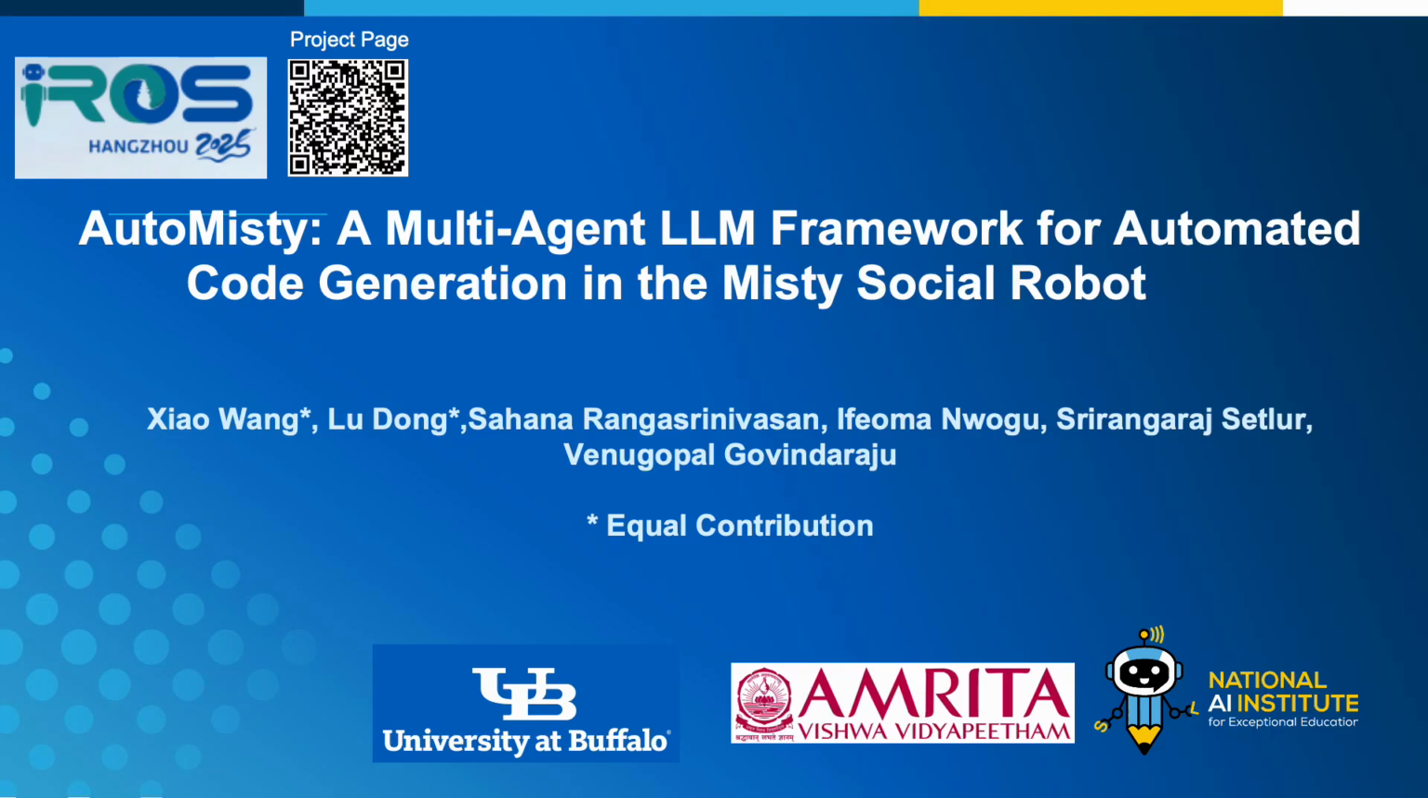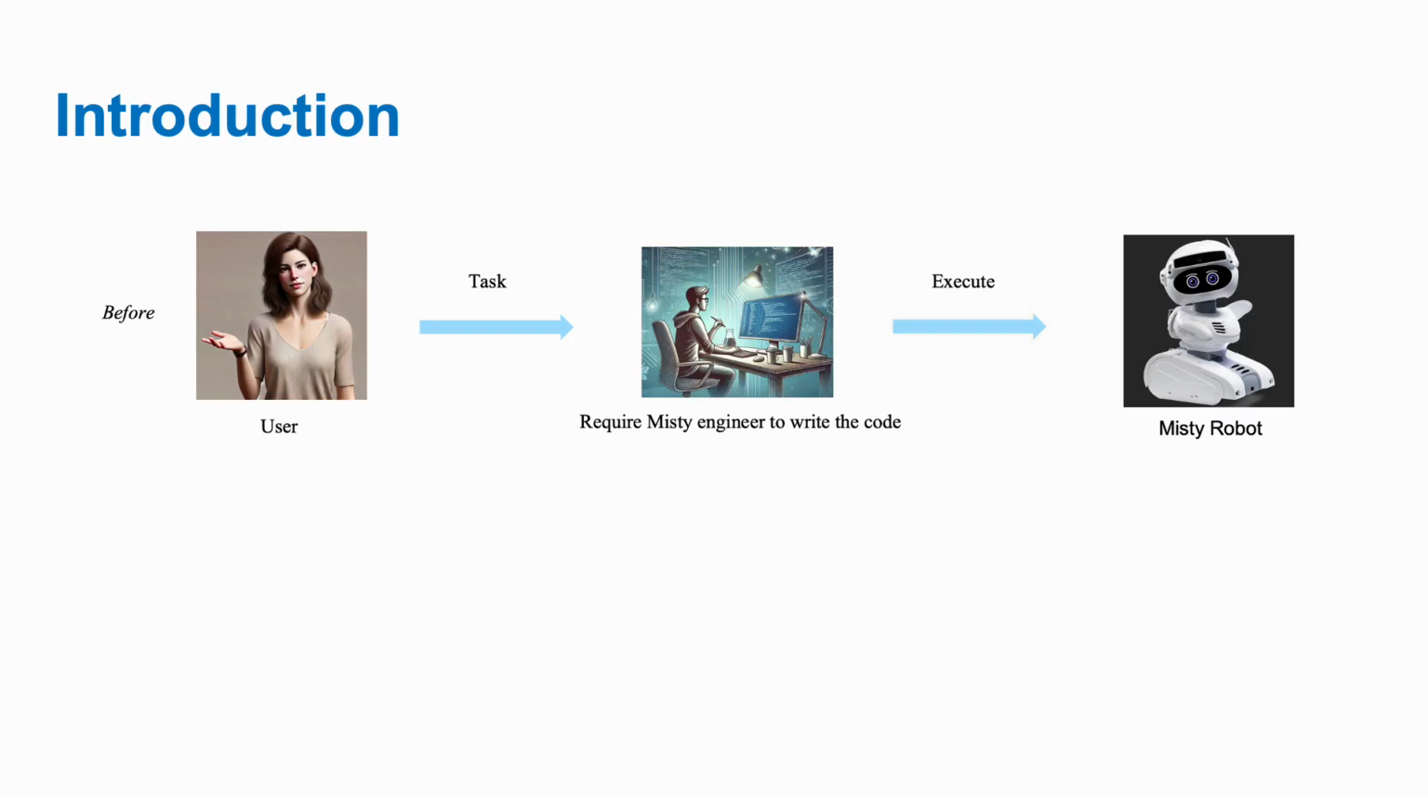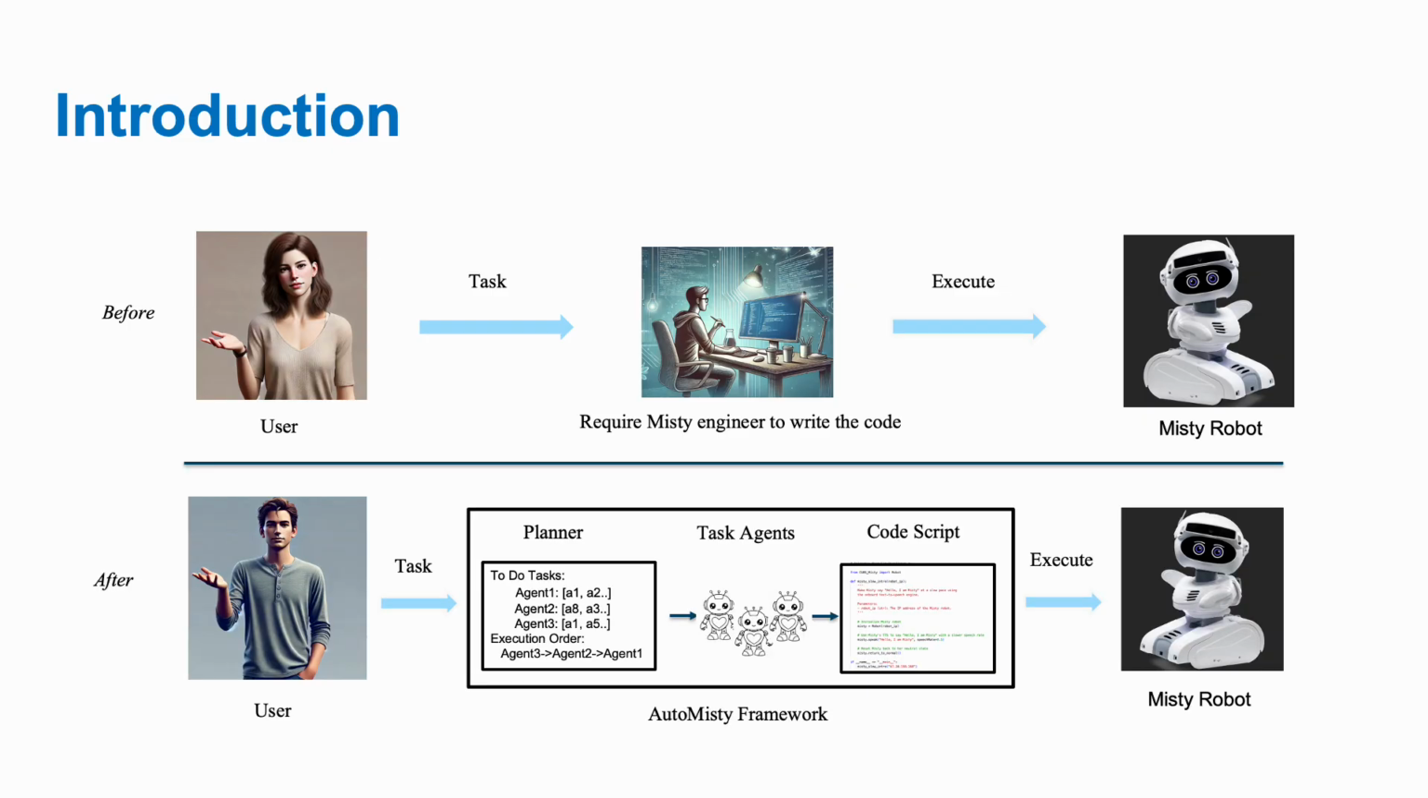Our project empowers the Misty robot to carry out open domain tasks through natural language interaction. Before AutoMisty, you needed a skilled programmer to code every task for Misty, so anyone without coding experience struggled to use the robot. Now with AutoMisty, users just describe a task in plain language and the system writes the code for the Misty robot. No programming required.